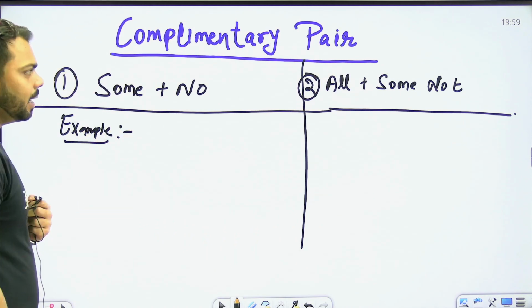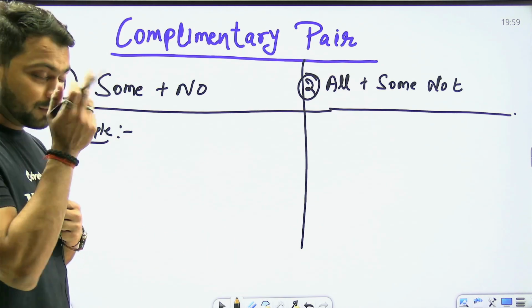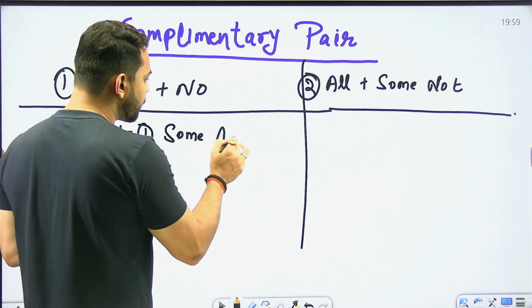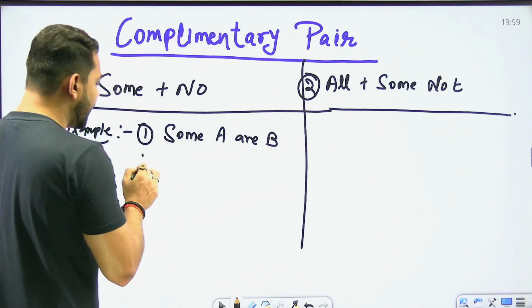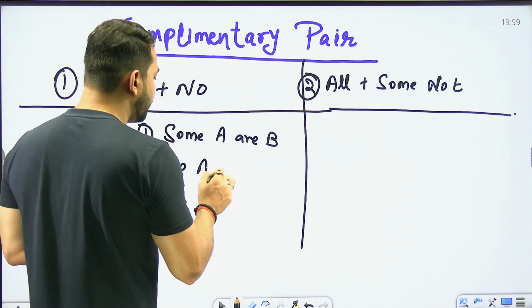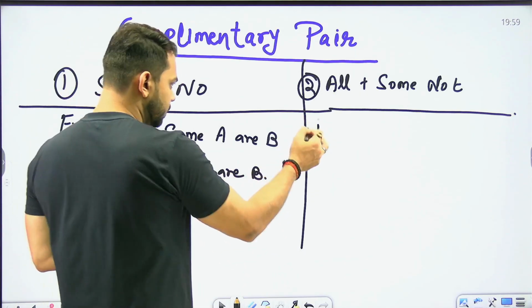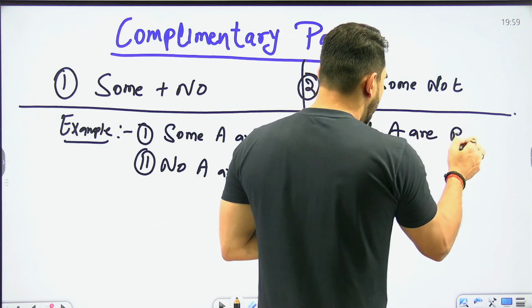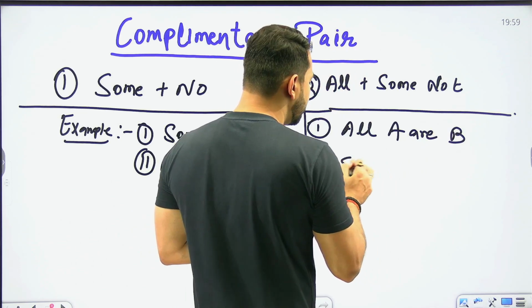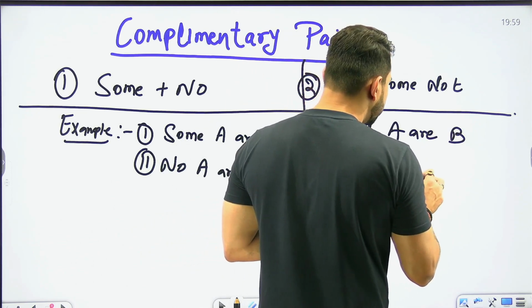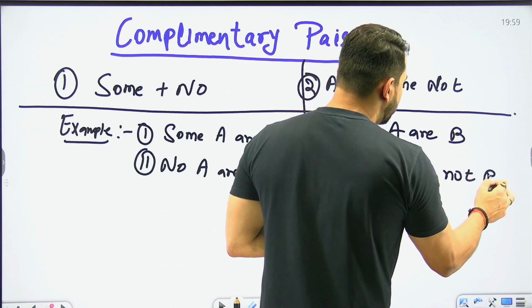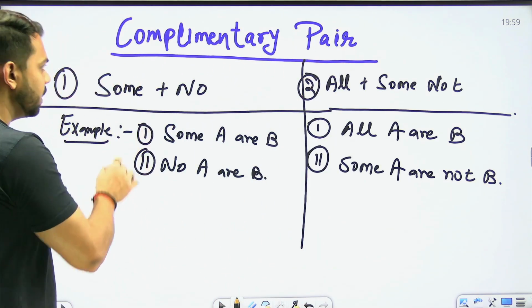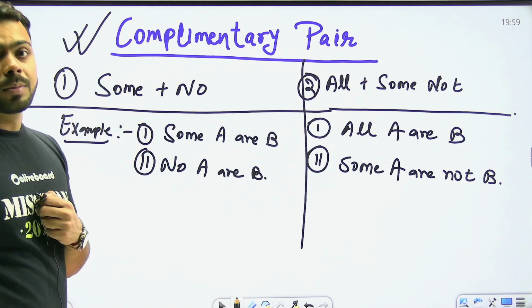Example, if conclusions are in this format. First conclusion is some A or B, and second conclusion is no A or B. Or first conclusion is all A or B, and second conclusion is some A or not B. Conclusions will be in this format when you get to know about the complementary pair.